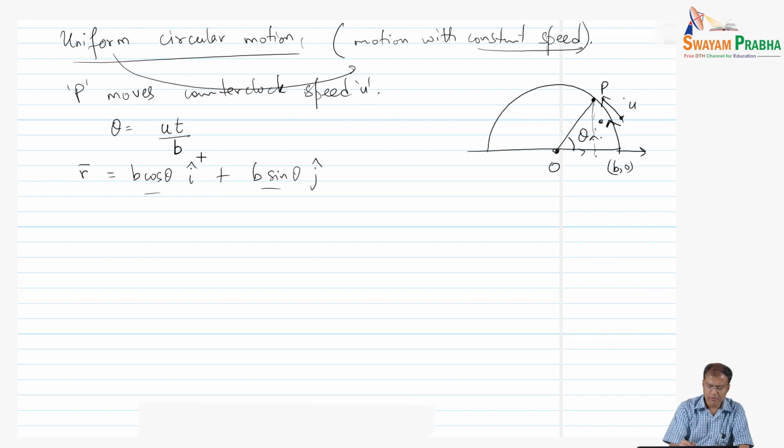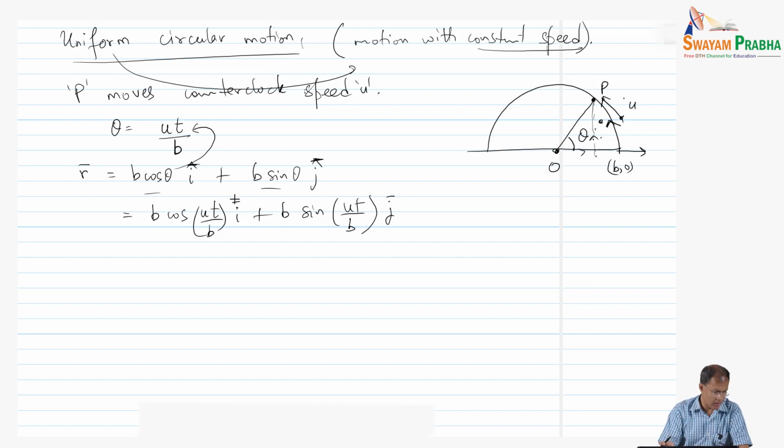Now from here we can replace our variable theta in terms of the variable t, because t is the real independent variable. So we have r equals b cos(ut/b) i plus b sin(ut/b) j, right? Okay. So then what have we got?